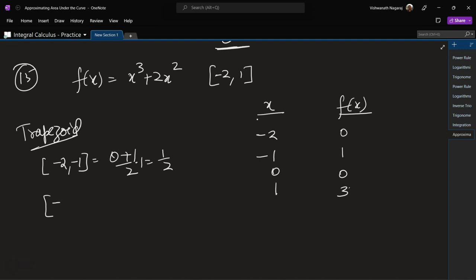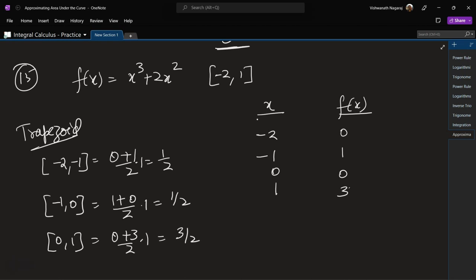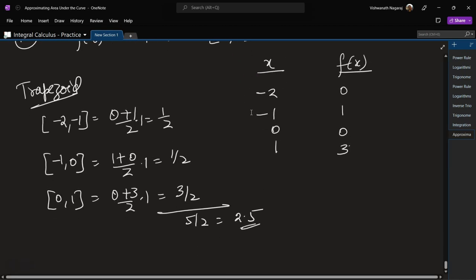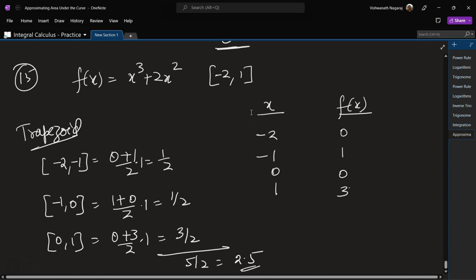Okay, now minus 1 to 0, this would be (1 plus 0) by 2 times 1, which is 1 by 2. And from 0 to 1, this would be (0 plus 3) by 2 times 1, which is 3 by 2. And if we add up all these, we get the area, which is 5 by 2, which is 2.5. Actually, the exact area is 2.25.